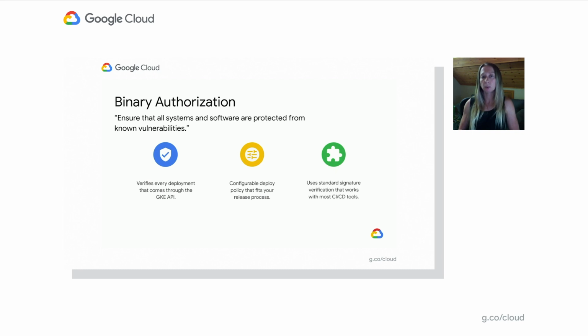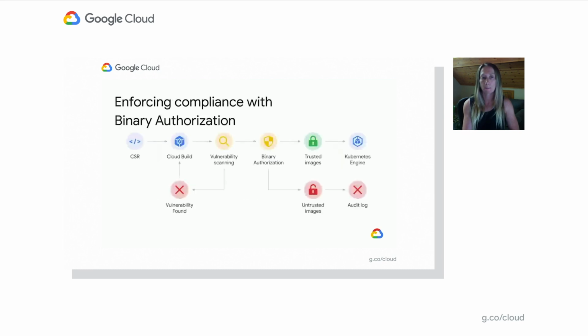And another requirement is to ensure all systems and software are protected from known vulnerabilities. This is where binary authorization can help. It ensures that only properly signed containers are deployed into production or other environments. You can use binary authorization to create deployment policies based on container image metadata. These policies can be based on attestations such as a vulnerability scan or other types of signatures, such as maybe being built by a particular pipeline or having gone through a specific QA process. Again, this ensures that only trusted images are deployed into your environments.